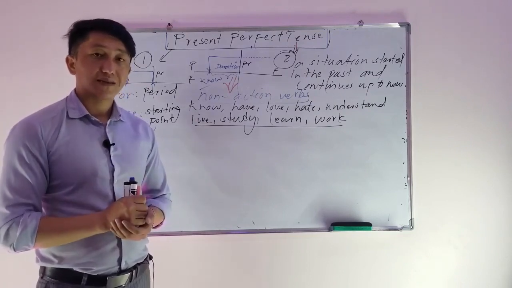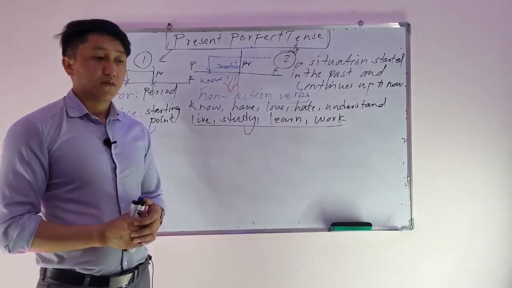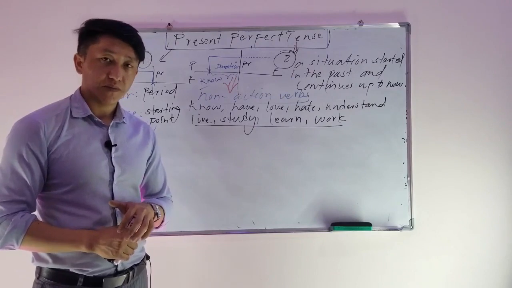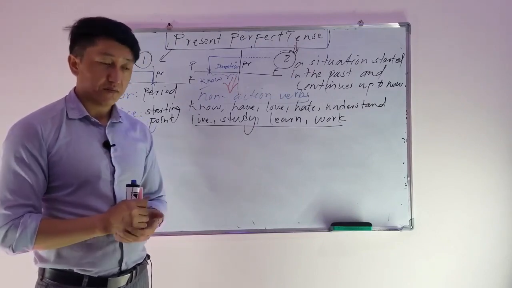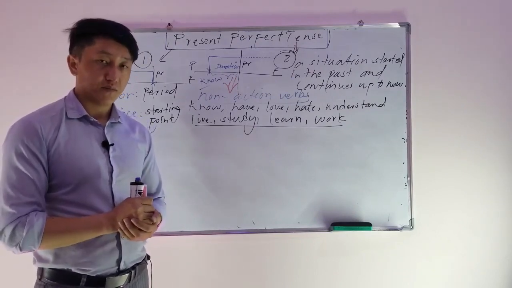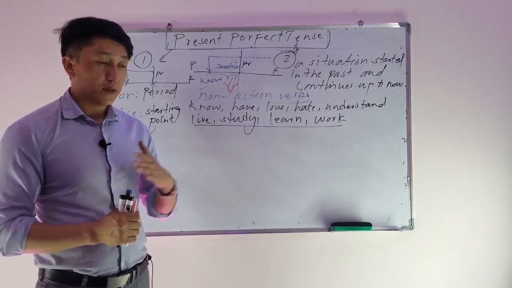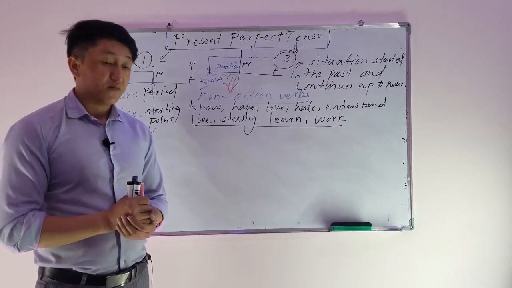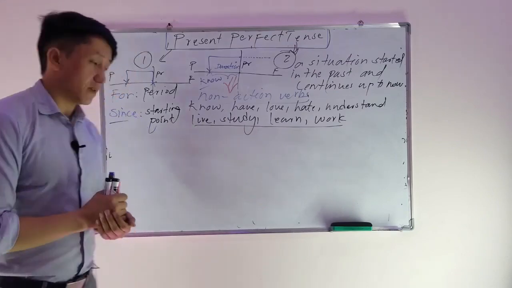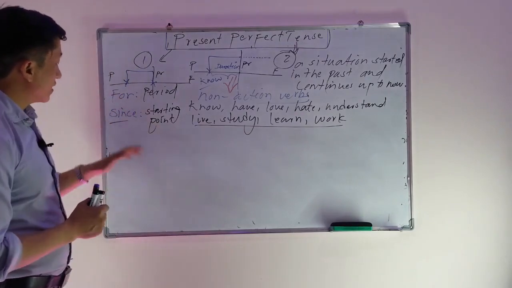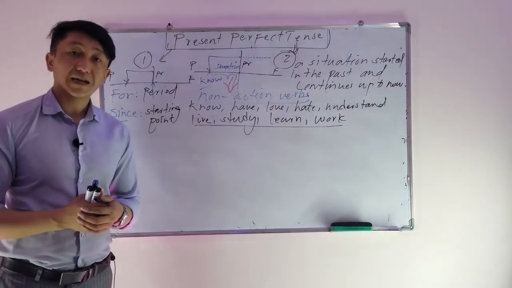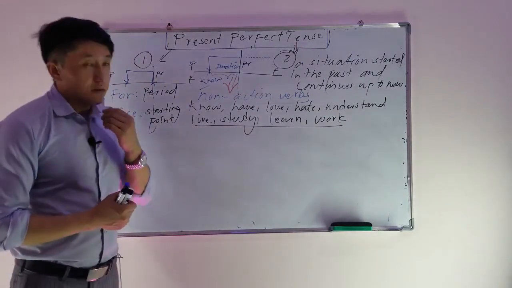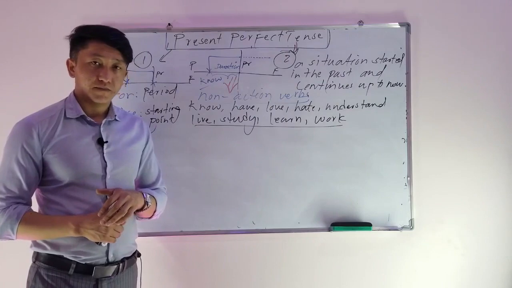Last month, we use since, starting point. For the years and for the months, we use since. For example, since January, since 2010, since 2020. Or for 3 weeks, for 5 hours. So for talks about the period and since talks about the starting point, exactly when we started. Mostly it's used for the duration of non-action verbs.